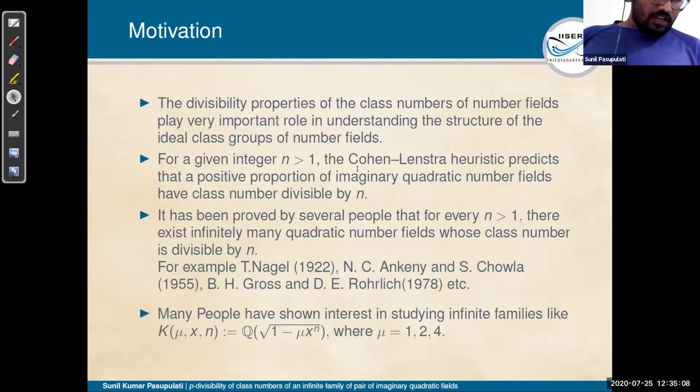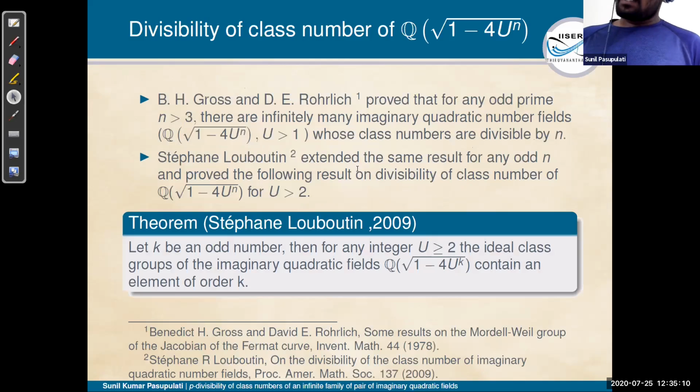We look at some of these families first. Gross and Rohrlich proved that for n greater than or equal to 3, where n is a prime, the class number of Q(√(1 - 4u^n)) is divisible by n. Even Stephen Lobotin extended this result to any odd n. He proved that the class number of Q(√(1 - 4u^n)), where u is greater than 2, is divisible by n for any odd n. This theorem will come in handy in one of our approaches.